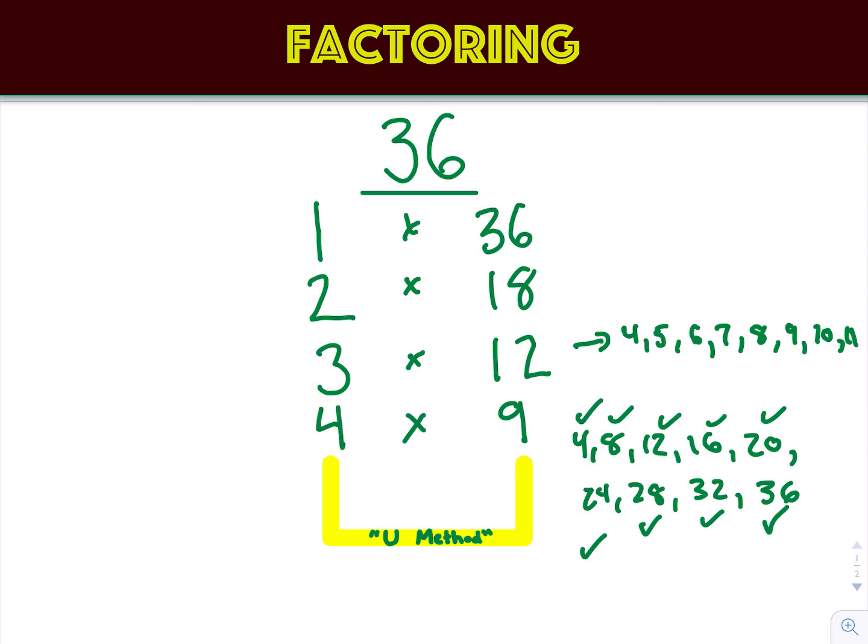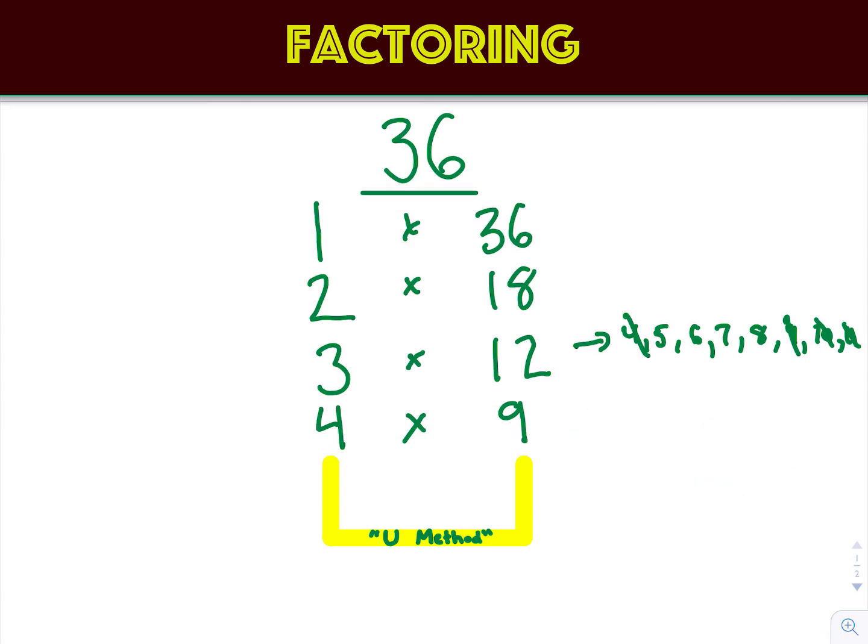Okay, I now know that not only can 4 and 9 not be factors of 36, but 10 and 11 now fall outside the range too, and they cannot be factors of 36. The next number I'm going to check is 5. I know that all of my multiples of 5 either end in a 5 or a 0, so I know that 5 is not on the list.